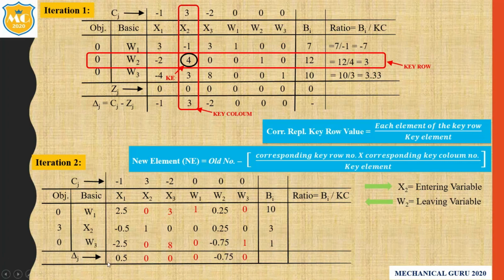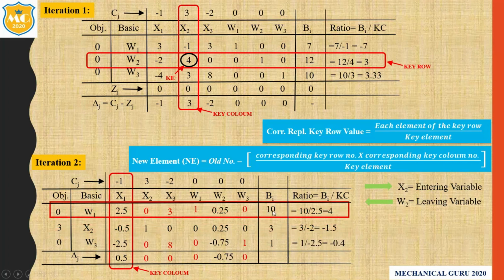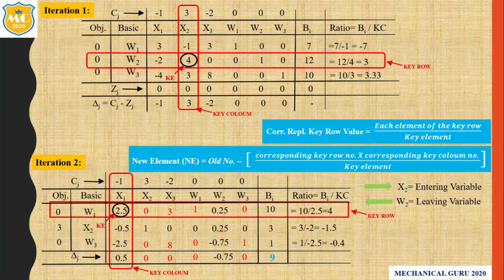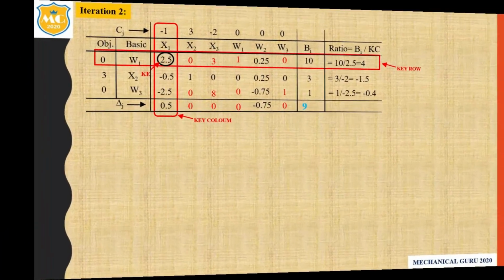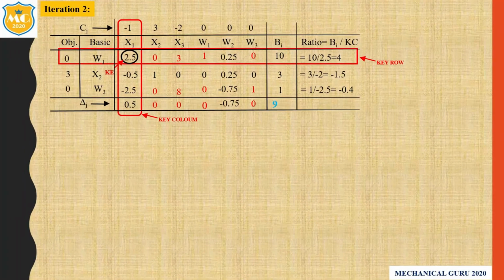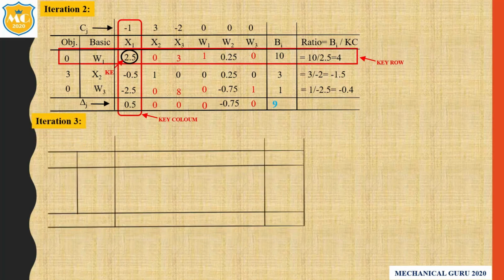Okay, now in delta j we have to use the most positive number. So the most positive number is 0.5, so this is our key column. Next we have to find the ratio. Okay, so here the minimum positive number is 4, so this is our key row. This is the key element. Next, iteration 3.